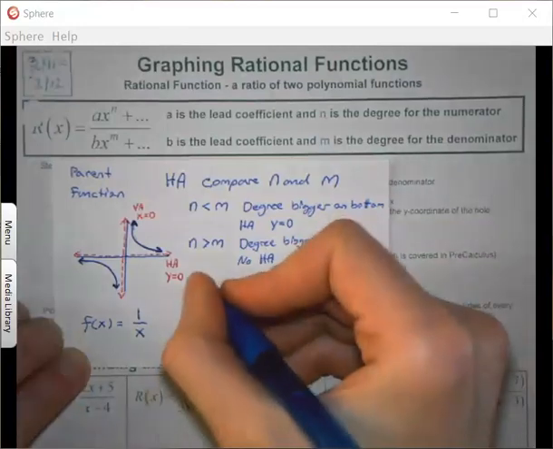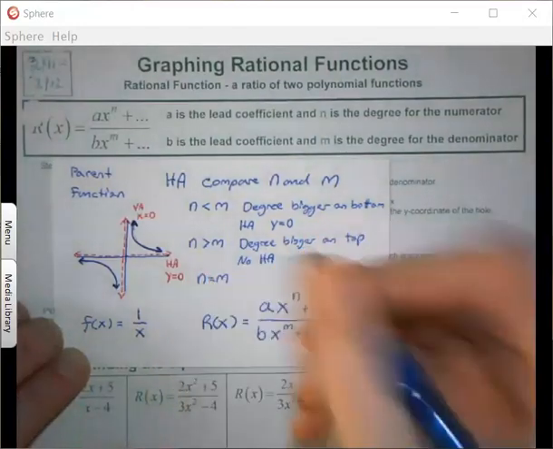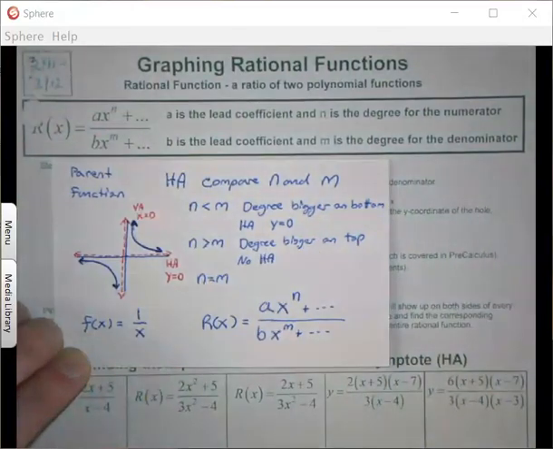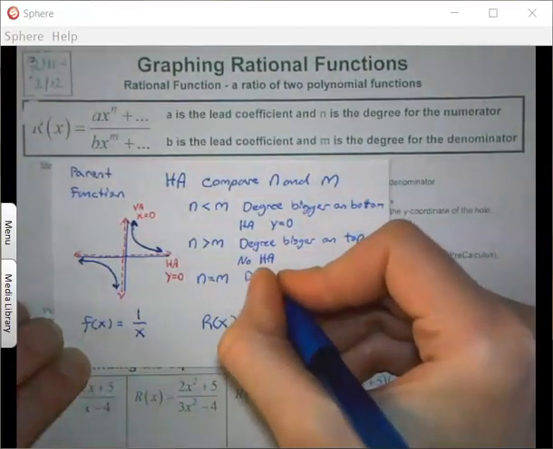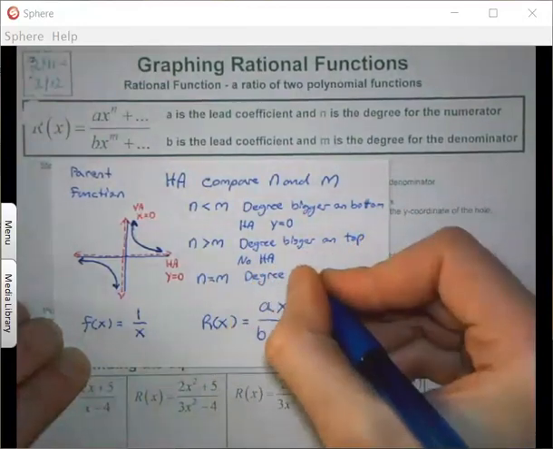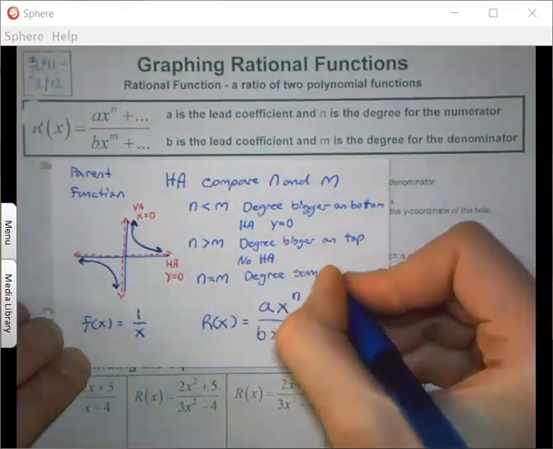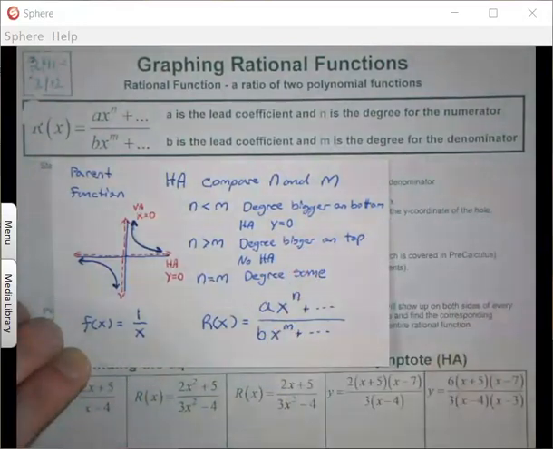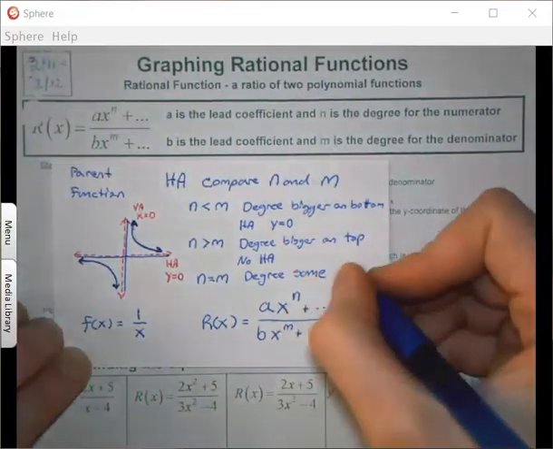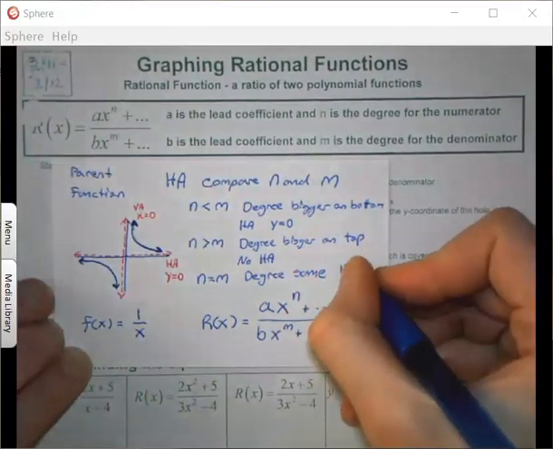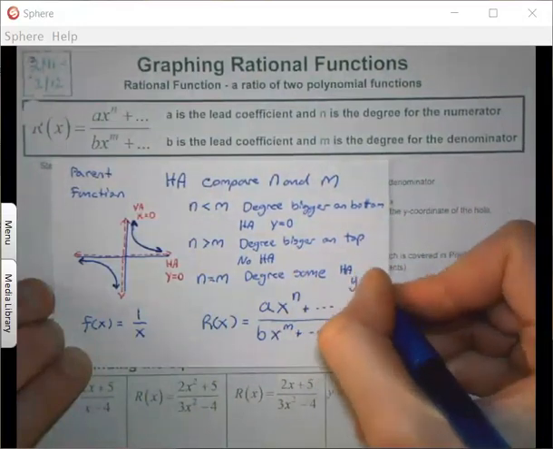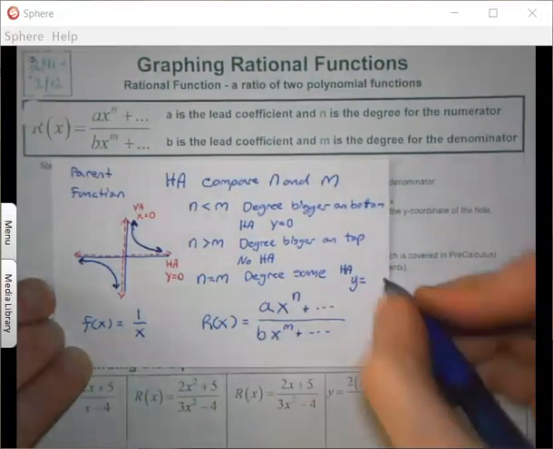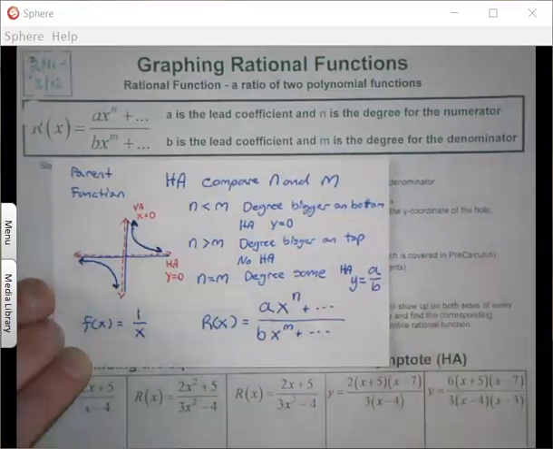So last possibility, n could be equal to m. The exponent in the top and bottom, the degree could be the same. When the degree is the same, the horizontal asymptote is at y equals a over b. So the leading coefficients tell us where the horizontal asymptote is.